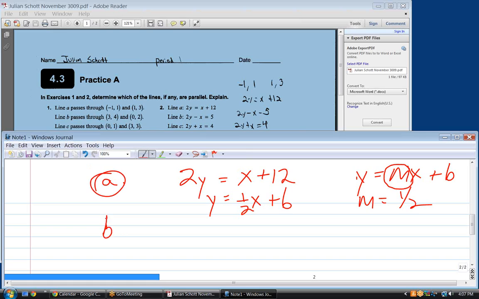Now let's look at the slope of B. Well, the equation for B is 2y minus x equals 5. So let's see if we can get that in y equals mx plus b format. Alright, do you solve that equation for y? Alright. I don't know what to do. Okay.